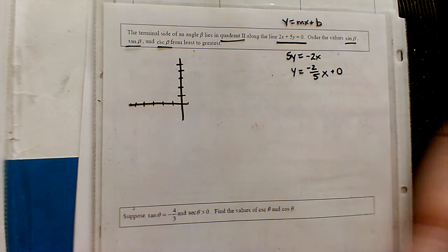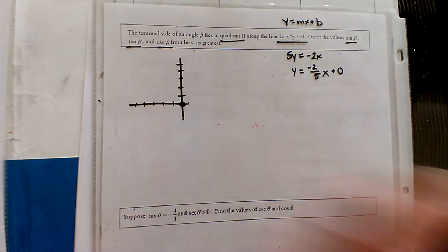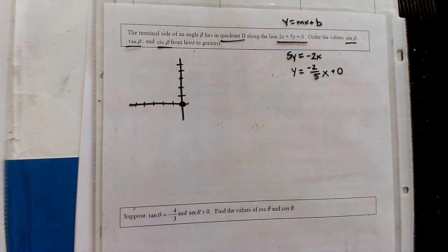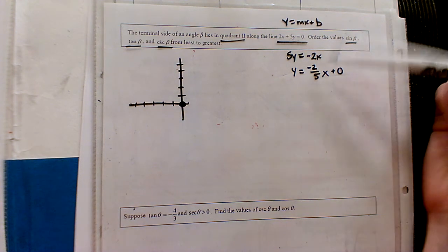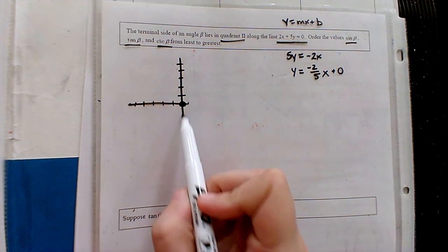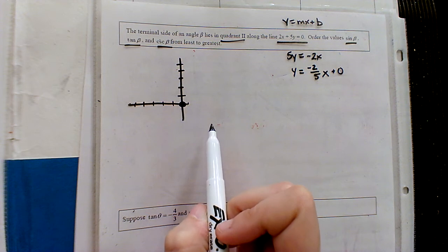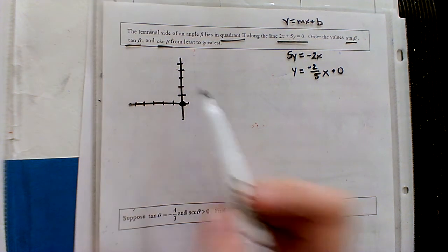0, right? You could put plus 0 there if you wanted to. So that means we go through the origin, just like all of the other reference triangles we drew went through the origin. And let's go ahead and use the slope to help us figure out another point. So the slope, negative 2 over 5, if we go down 2 over 5, notice how we would land in the 4th quadrant, right? But we want to be in the 2nd.